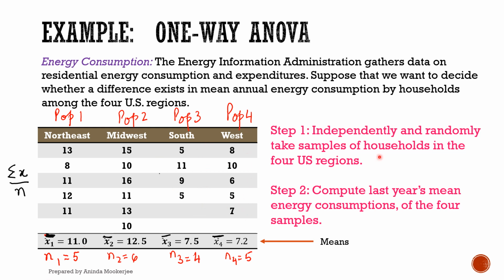They have no relation whatsoever. They are completely independent of each other. All right, and they are randomly selected households. Now, step 2 is to compute last year's mean energy consumption. I guess this data is from the previous year, the year before the study was done.